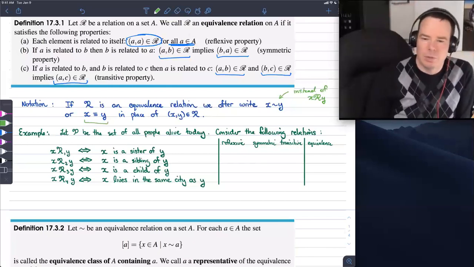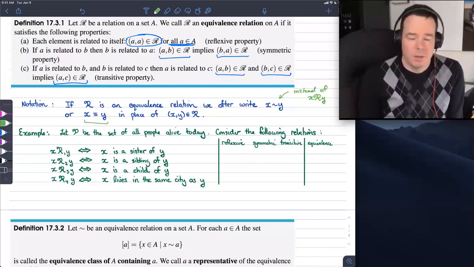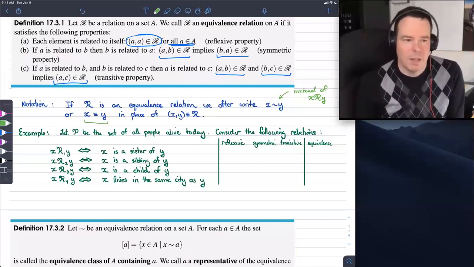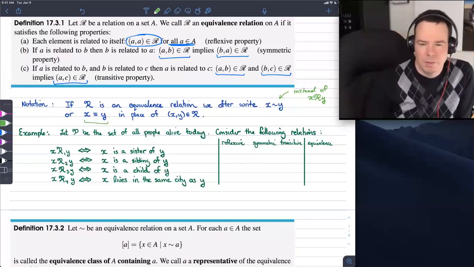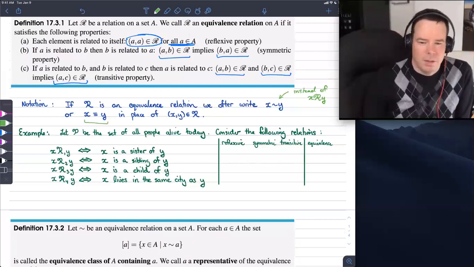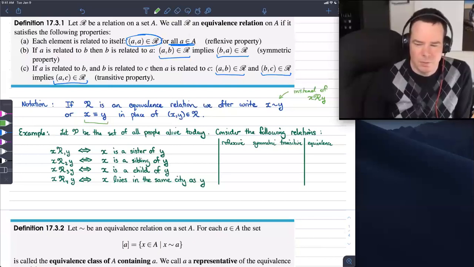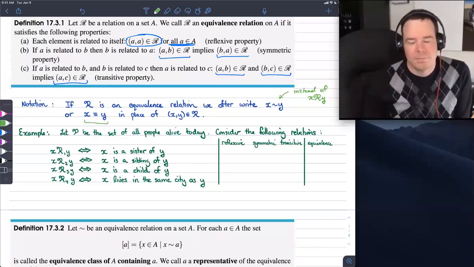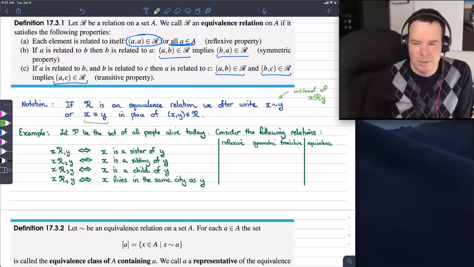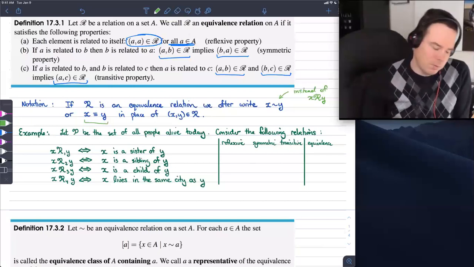So here's some examples. So let P be the set that we're interested in, and it's the set of all people alive today. So all the current living people in the world right at this moment. We're going to consider some different relations on this set. So the first one, X is related to Y if X is a sister of Y. And let's just figure out, is this relation reflexive, symmetric, transitive? If it's all of those three, then it's an equivalence relation. So let's figure out if these ones are.